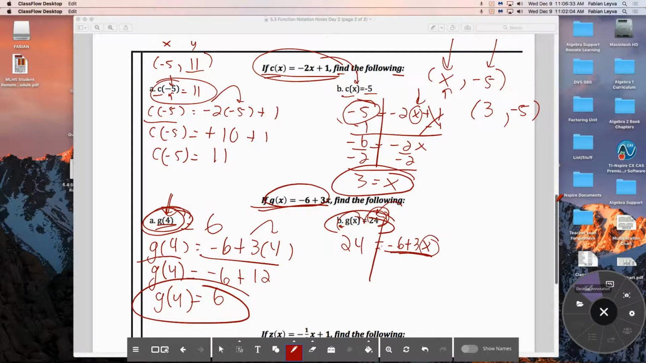Remember that you get rid of everything that's getting added or subtracted, which is that negative 6. So I'm going to add 6 to both sides. You end up with 30 is equal to 3x. And finally, dividing by 3, 10 is equal to x.